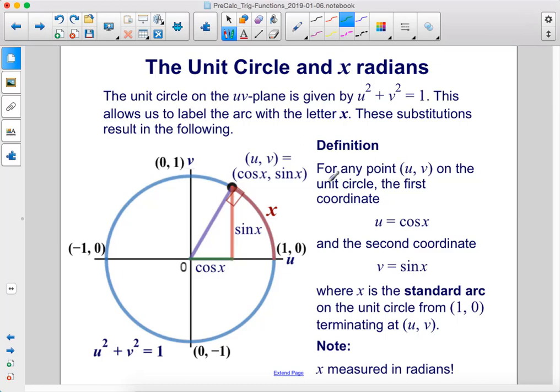The unit circle on the UV plane is given by u squared plus v squared equals 1. This allows us to label the arc with the letter x. These substitutions result in the following. For any point (u, v) on the unit circle, the first coordinate u equals cosine x, and the second coordinate v equals sine x, where x is the standard arc on the unit circle from (1, 0), terminating at (u, v). Note x is measured in radians.